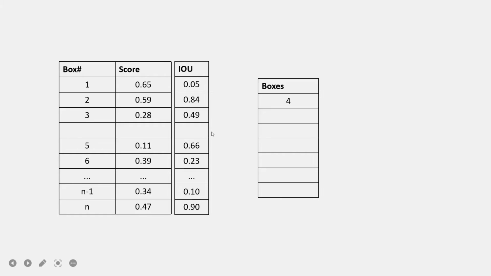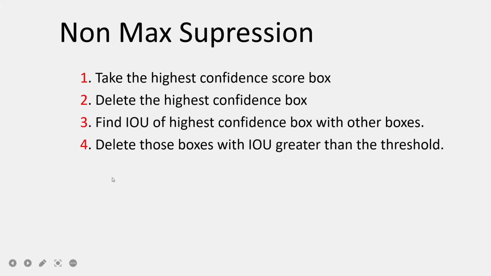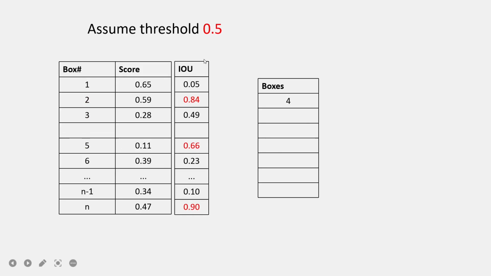Now I have to go to the next step, that is to delete those boxes with IOU greater than the threshold. Let me assume the threshold to be 0.5, and I have to delete all of those boxes that have IOU higher than 0.5. So this one is greater than 0.5 because 0.84 is greater than 0.5. You can see over here 0.66 is greater than 0.5 and 0.90 is greater than 0.5.